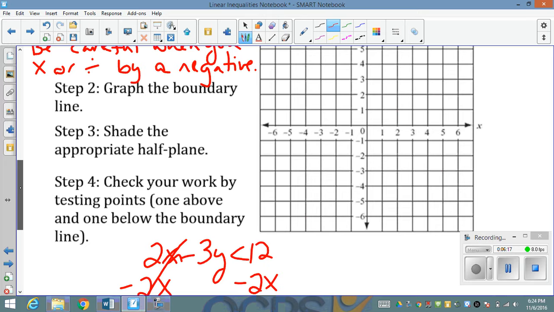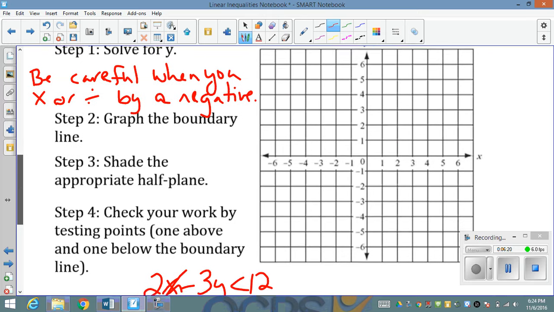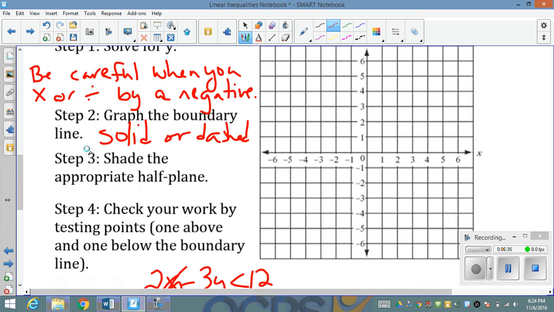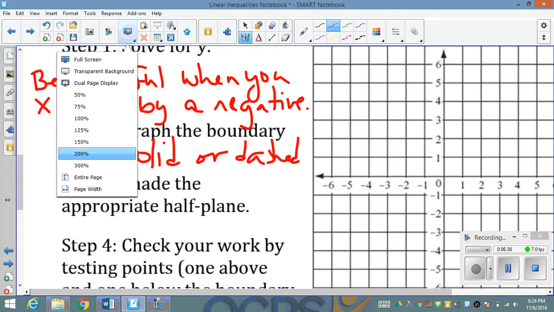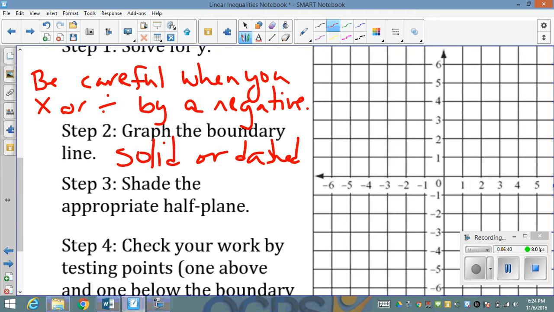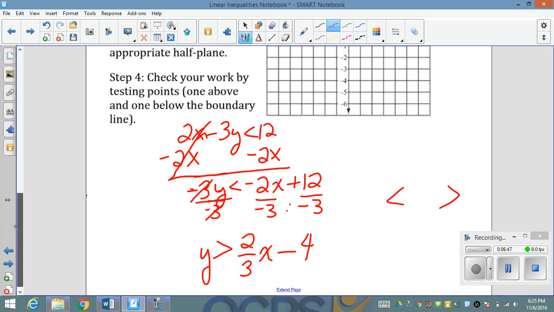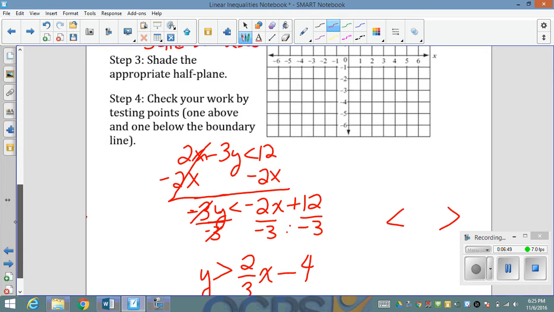Okay, coming back up here. We want to graph the boundary line. Now remember, when you graph your boundary line, you want to think about whether or not it's going to be solid or dashed before you graph it. That way you don't have to do any erasing. So our boundary line in this case is y is greater than 2/3 x minus 4.